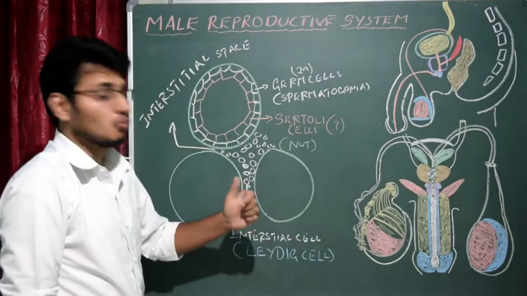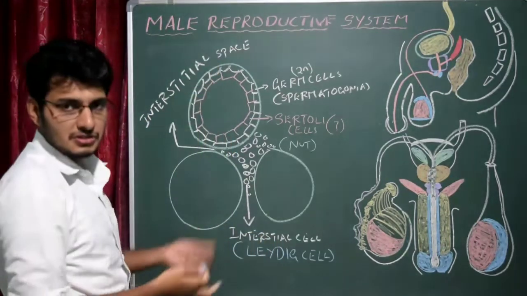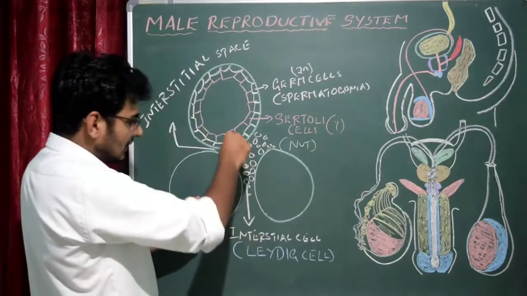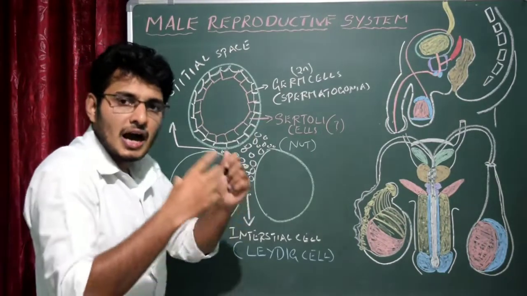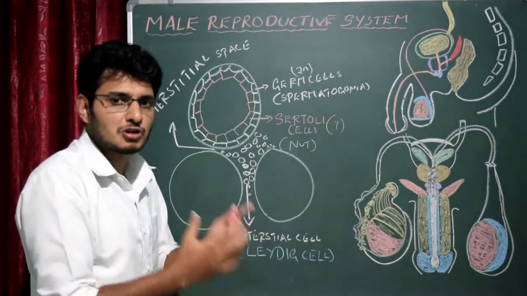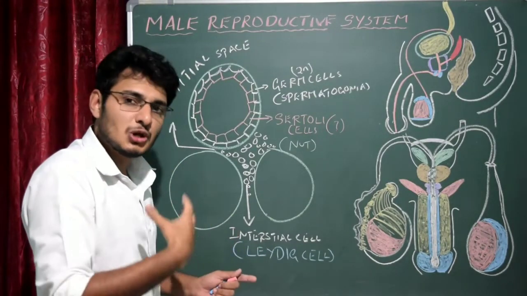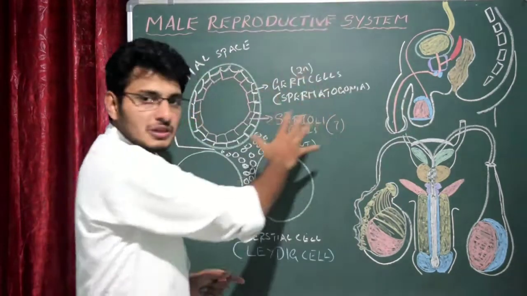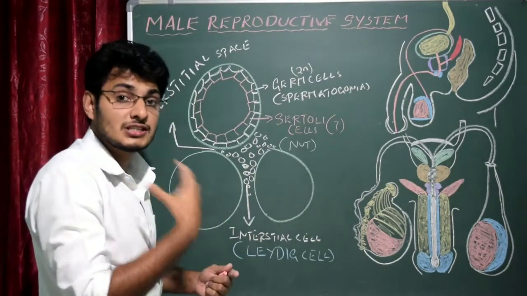Again you get a question, what is the function of Leydig cells? Why does it have to be present in the interstitial space? Obviously it must have a function. The function is that it is very, very important for spermatogenesis. A hormone requirement is very, very important for spermatogenesis. That hormone is called androgen. It is also called testicular hormone because everything is present within the testis, right? Obviously a hormone which is present within the testis is called testicular hormone.